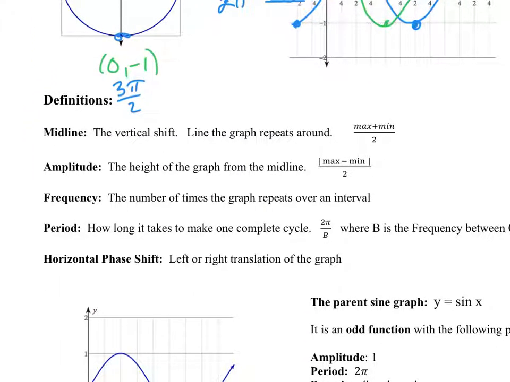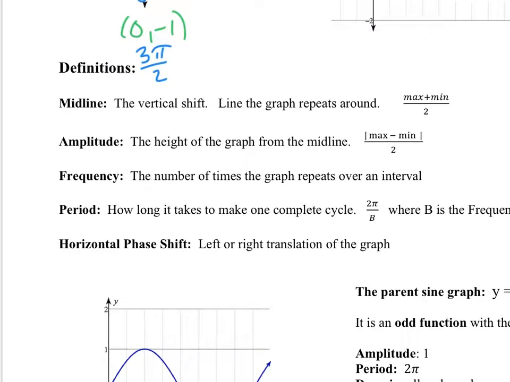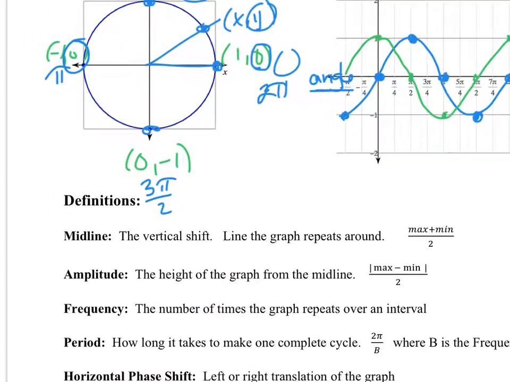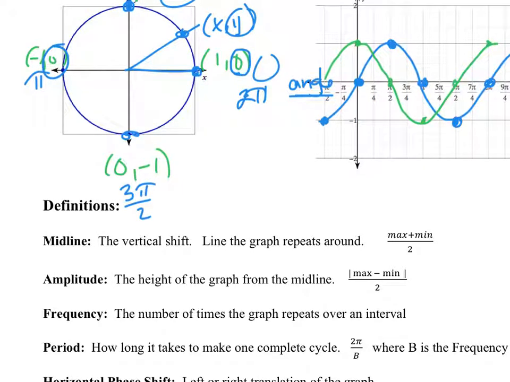Looking at the sine and cosine curve, there are a bunch of definitions and formulas that you have to be aware of and that we're going to be using throughout this unit. First, the midline. The midline is the line that the graph repeats around. Right now the x-axis is the midline because the graph creates a mountain and a valley, a mountain and a valley, all around this midline.